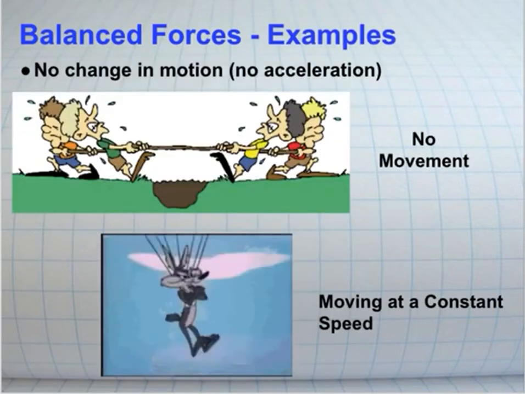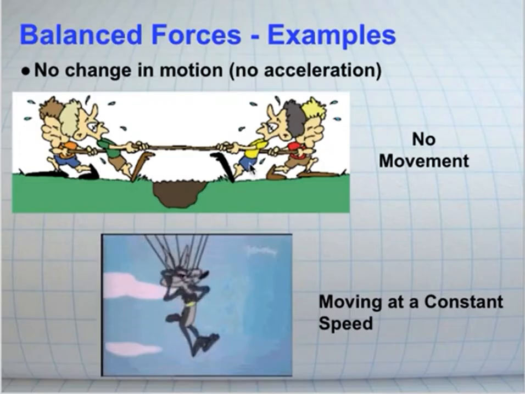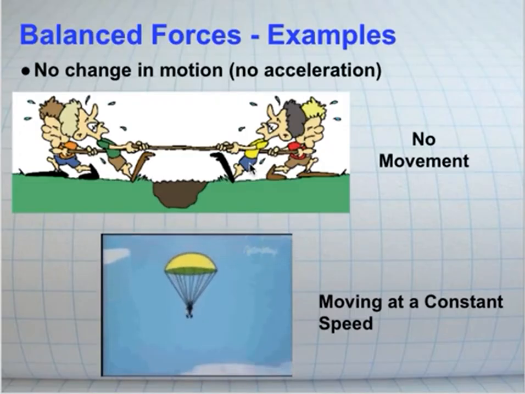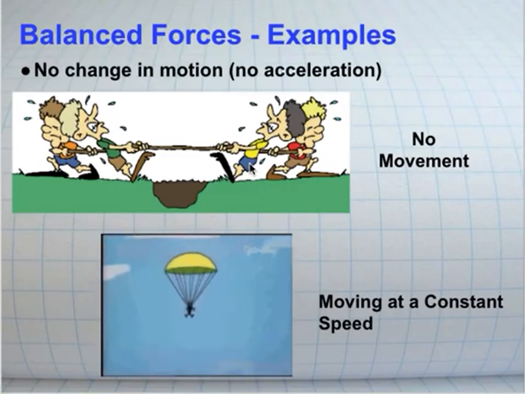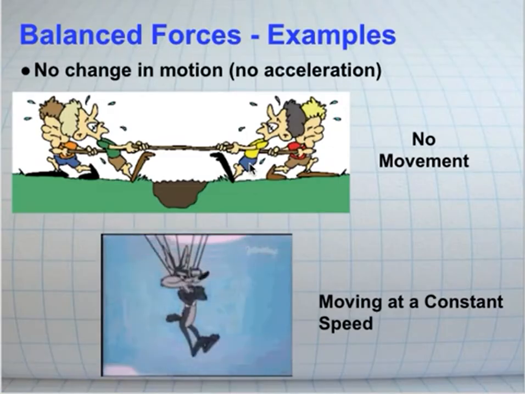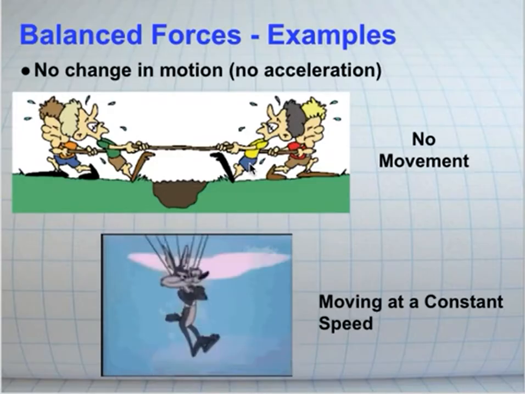Here are some examples that you might see with balanced forces. The first one is like tug of war. If we have two teams that are neck and neck and they're pulling and not moving at all, there are still forces happening. Each of those people is pulling as hard as they can with all their might, but they're not moving.